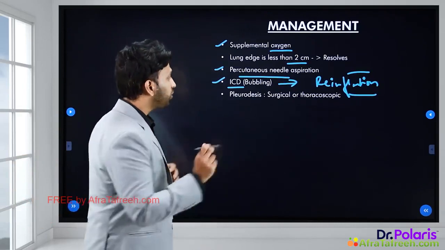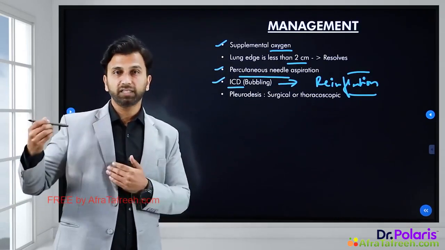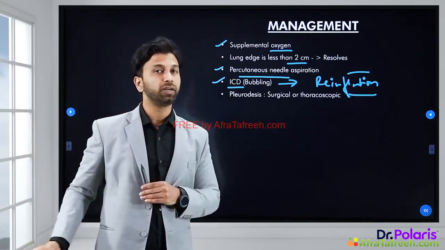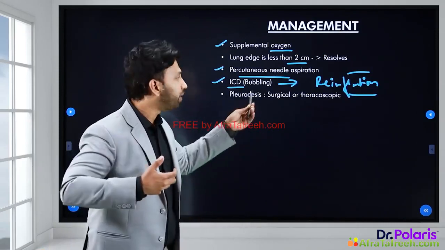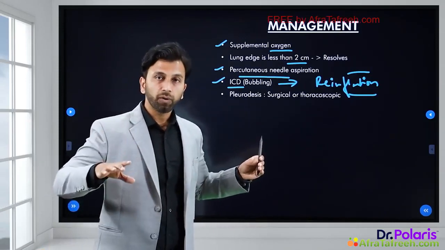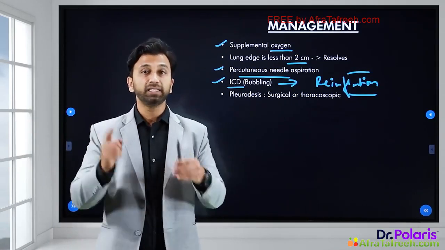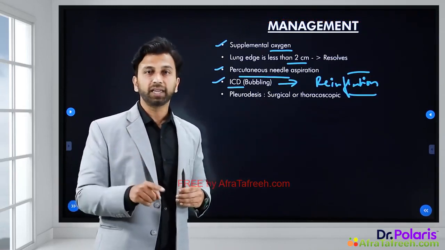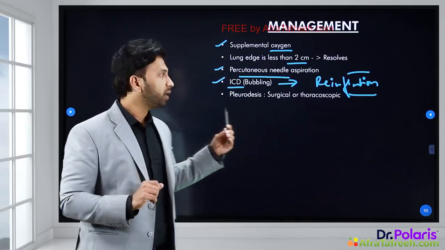Now after 24 hours, usually the lung reinflates because all of the air within the pleura is drained via the intercostal drainage tube. After the reinflation of the lung, bubbling stops. So you need to find the evidence that after the bubbling has stopped, there is reinflation of the lung, which is confirmed by chest X-ray. If that is the case, then you can safely remove the intercostal drainage tube.